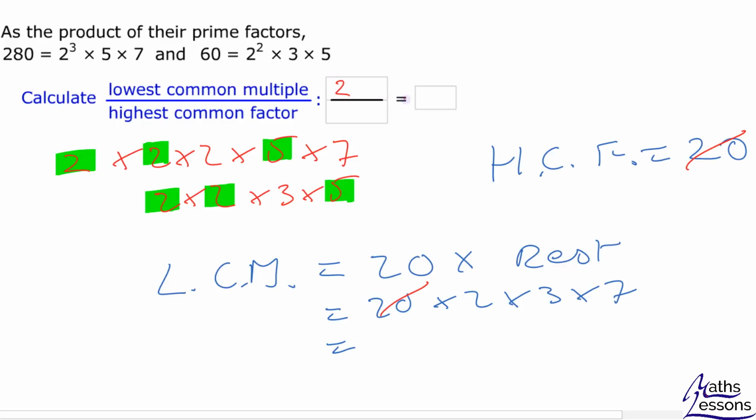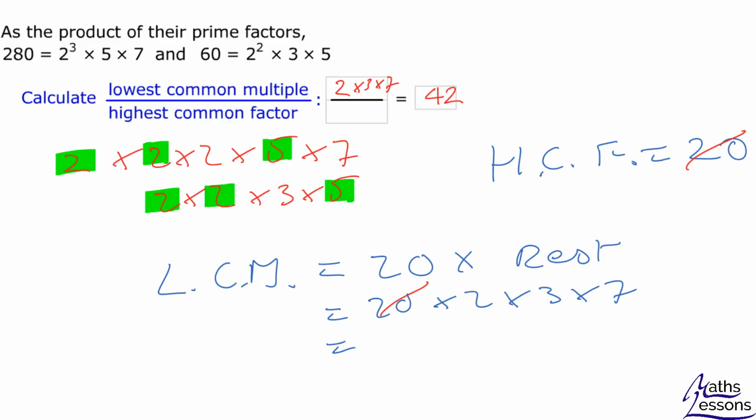2 times 3 times 7. I don't need the bottom because I've cancelled out the 20s already. So I've just got 2 times 21, which is 42. So that's the end of that.